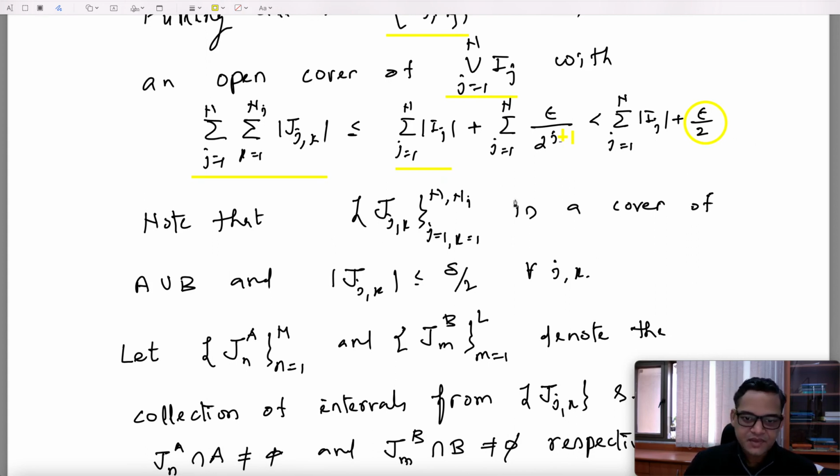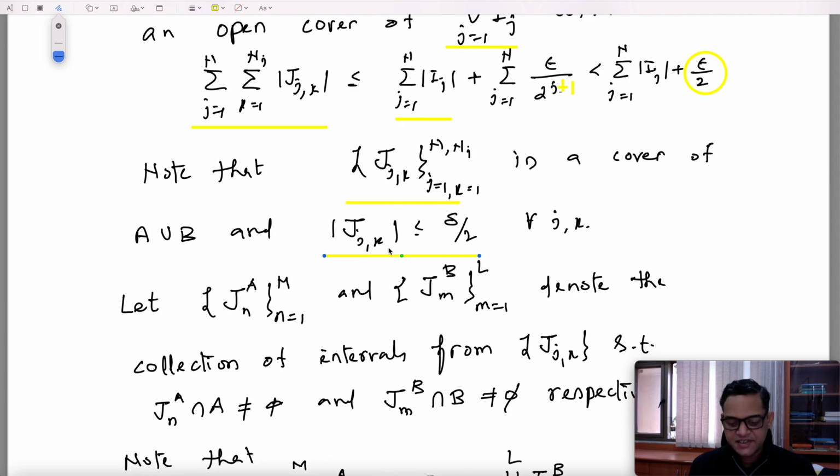So now what we have achieved is that, by these subintervals, we have a cover of A union B, with the extra condition that the size of these intervals is at most delta by 2. Again, this delta by 2 is going to work; you could have made it slightly smaller also. And now the point is, because each of these intervals is smaller than delta by 2, we can easily verify that these intervals cannot intersect both the set A and set B, correct? Because the distance between them is delta.